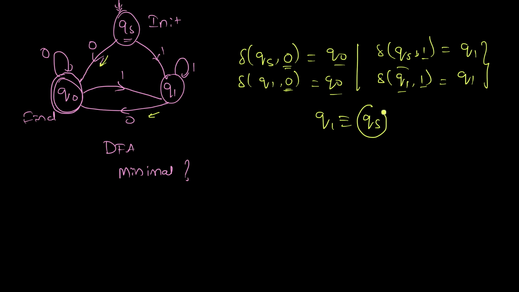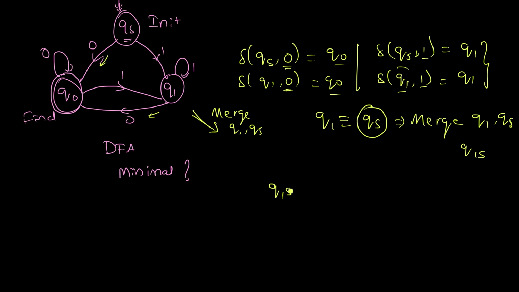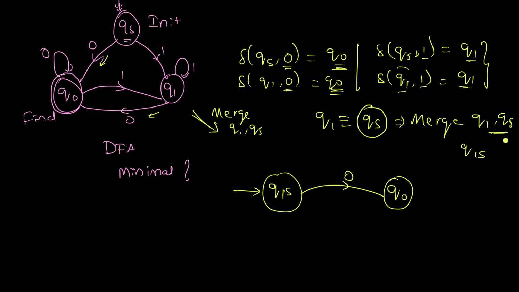So there is no need to have qs separately. That means we can merge q1 and qs, right? Let's say the new state is q1s. Now let's draw the DFA after merging q1 and qs, right? So our initial state will be q1s, and the other state is q0, right? On seeing 0 I will be going to q0. On seeing 1 I will be going to q1, which is equivalent to qs. Now since we have merged, this is q1s. So on seeing 1 I will be in q1s only, and the transitions over q0 will be intact. On seeing 0 we will be in q0, on seeing 1 we will go to q1s.